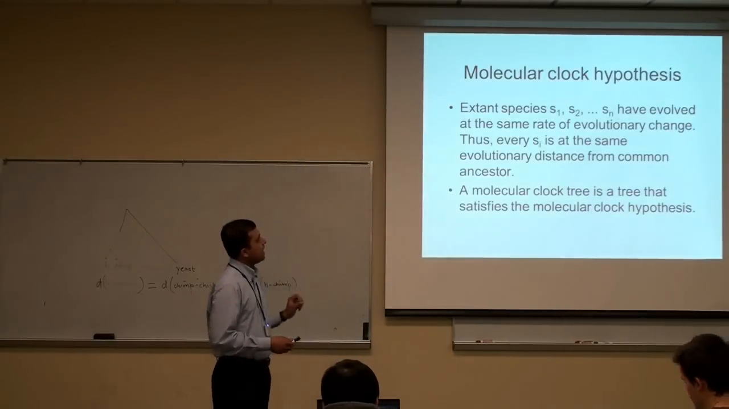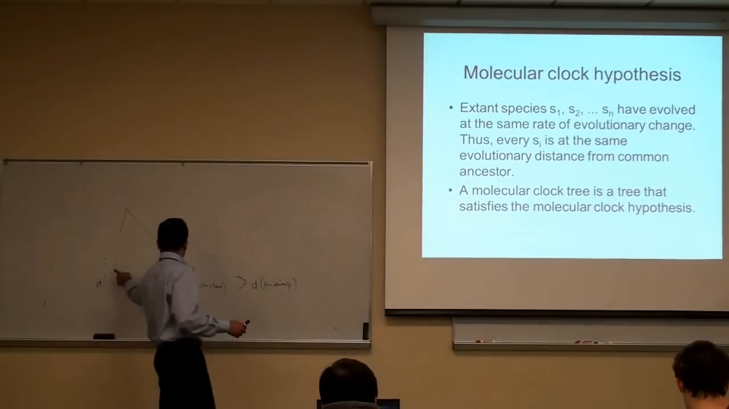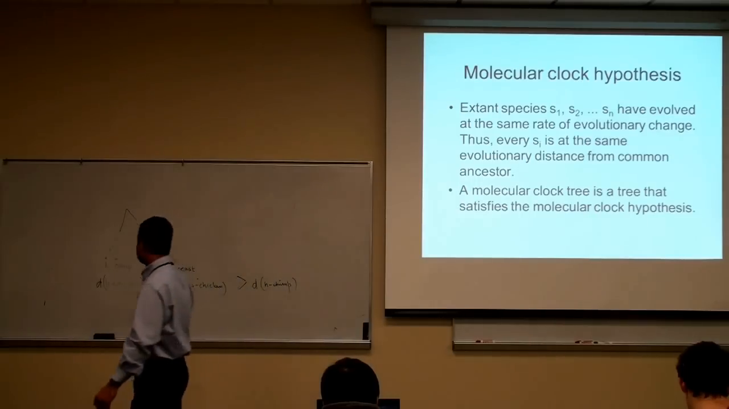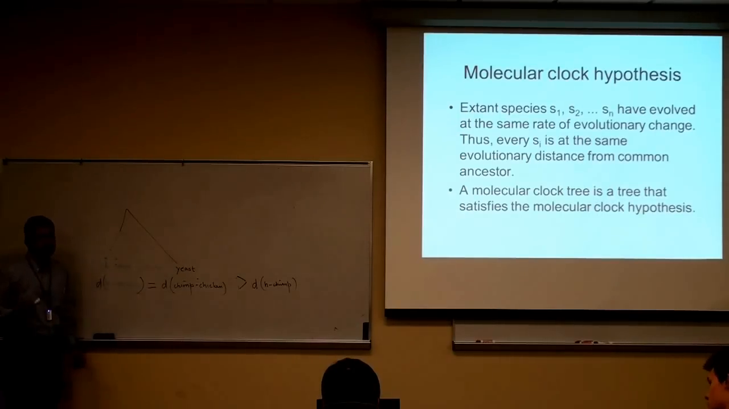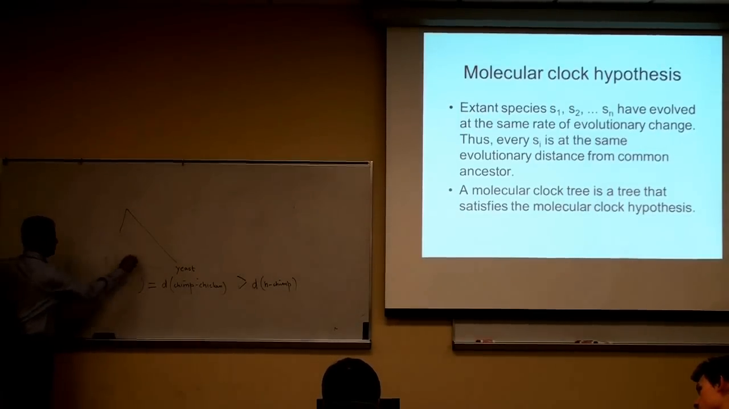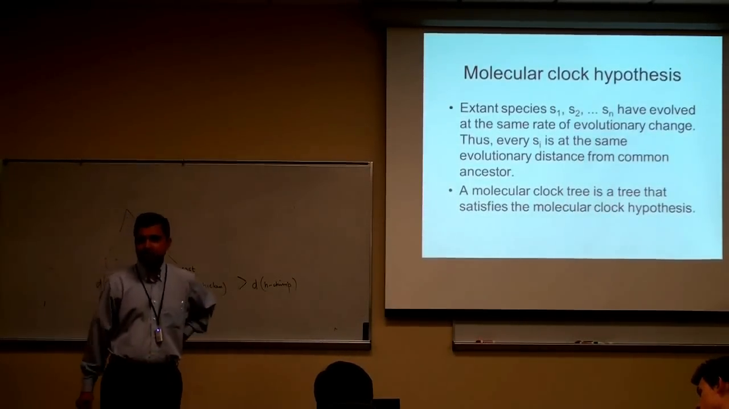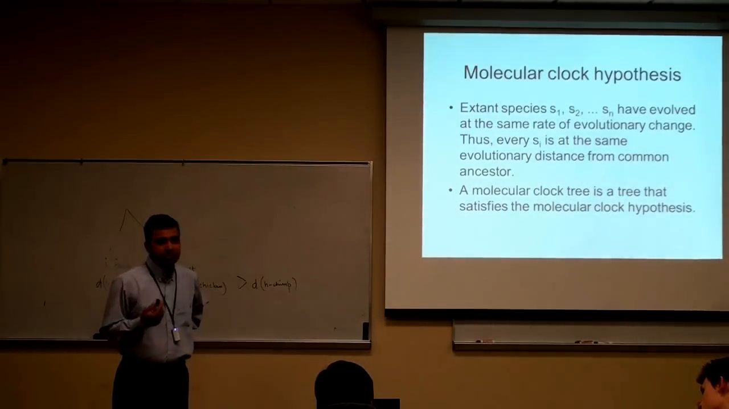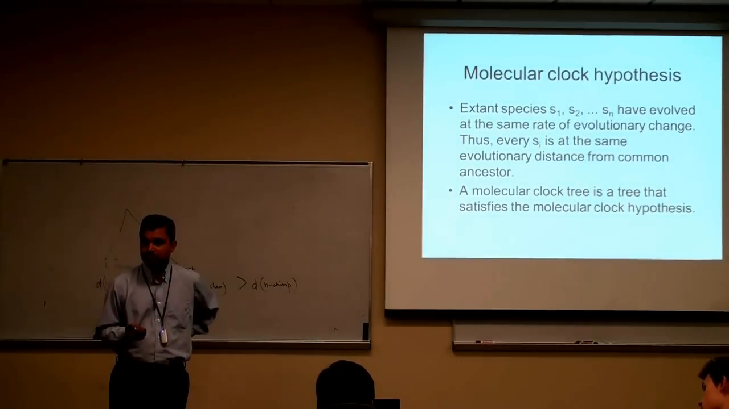But the statement here is that each of these species here is at the same evolutionary distance from the common ancestor. So indeed this is equal to that in terms of the evolutionary distance that you are using. This is equal to that, this is equal to that. Not just in time, but whichever evolutionary distance you're using. If it's number of substitutions, it means that the substitutions have been accumulating at the same rate along every branch.